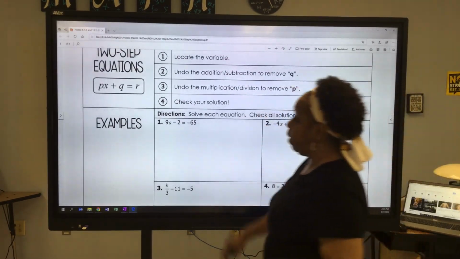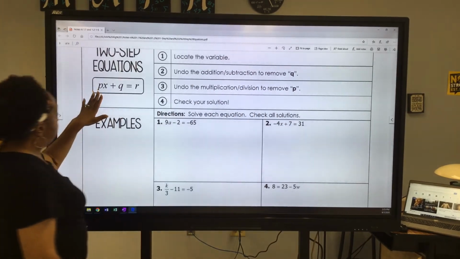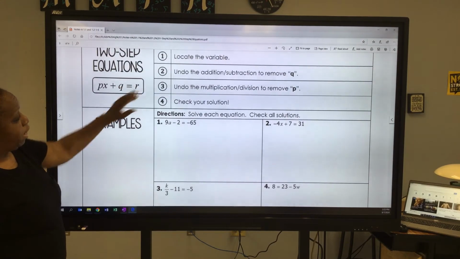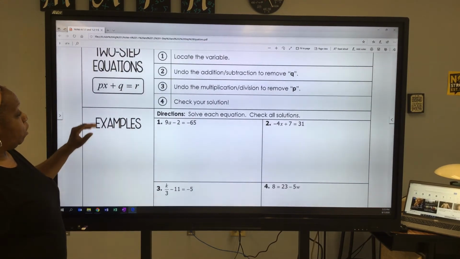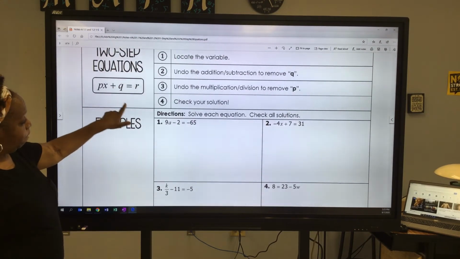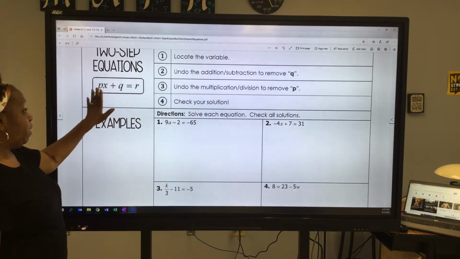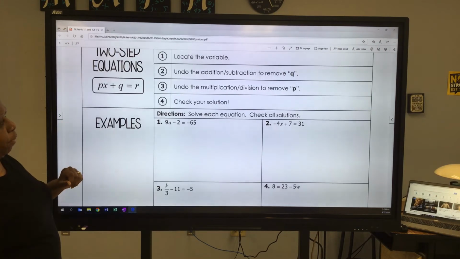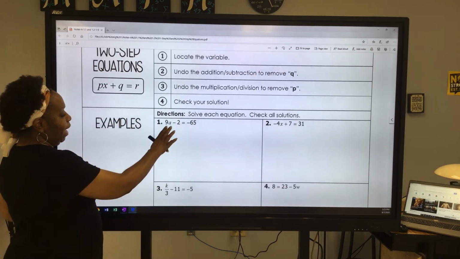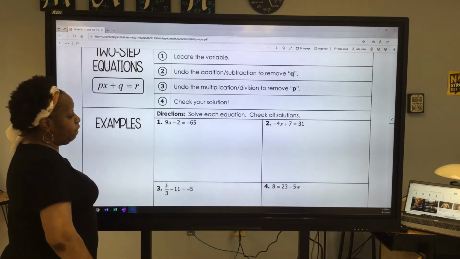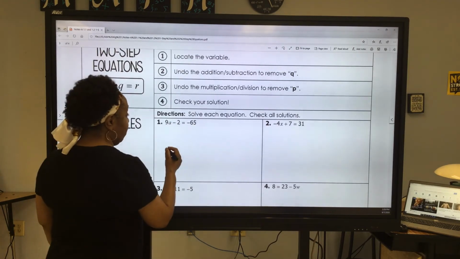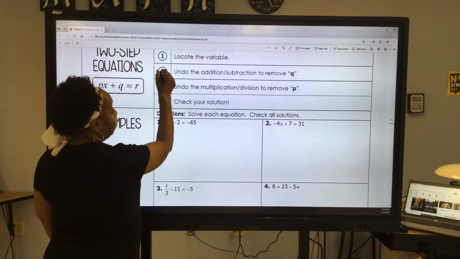Please look at the format of them. You're gonna have an X term plus a number equals another number. You're going to move the numbers to one side, then divide by the coefficient with the X. Let's look at one. Same process. So here I have 9a minus 2 equals negative 65. So first thing I want to do is get the 9a by itself. So I want to move the negative 2.